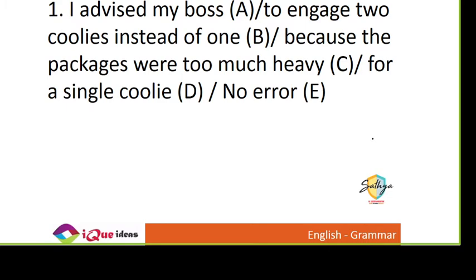I advised my boss to engage 2 coolies instead of 1 because the packages were too much heavy for a single coolie. Where is the error and how do I correct it? So just telling me which part has the error is not enough. You'll have to tell me how it has to be corrected.